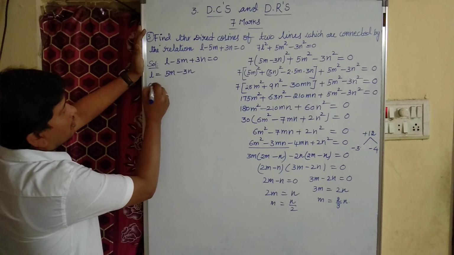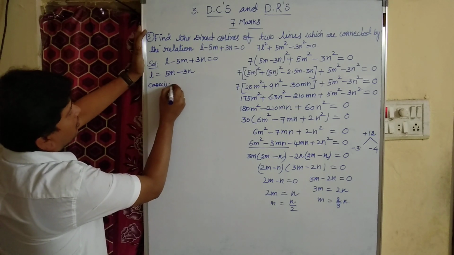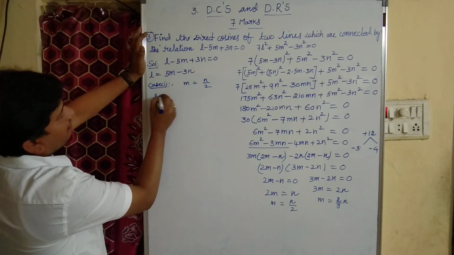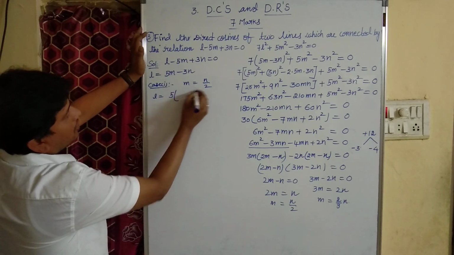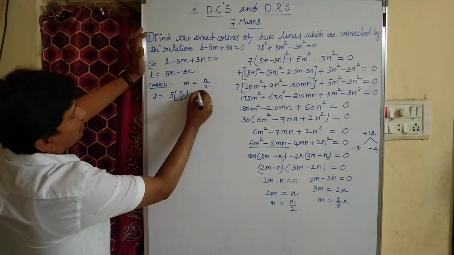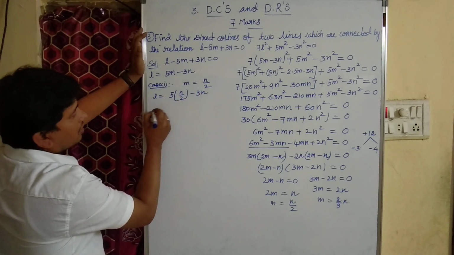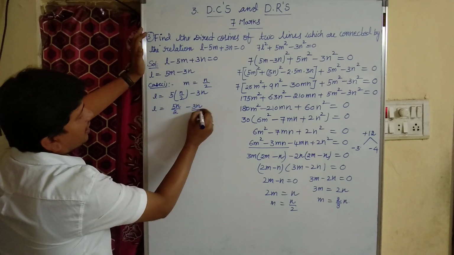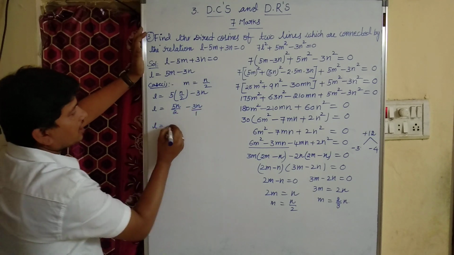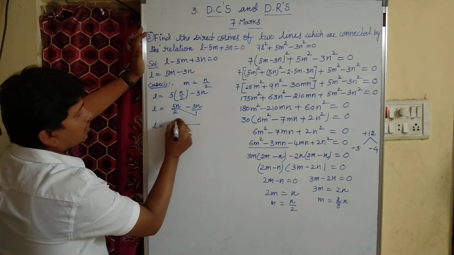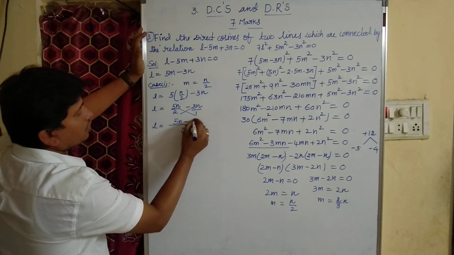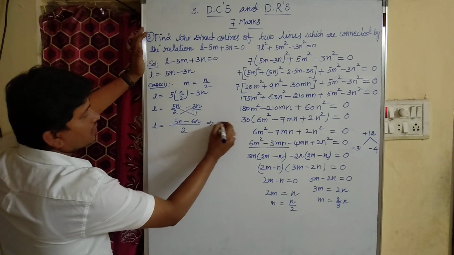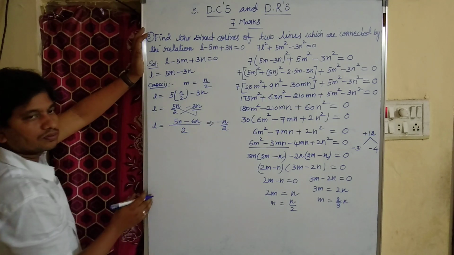Case 1, m equal to n by 2. So the l value is 5 into n by 2 minus 3n. I can write it as 5n by 2 minus 3n, nothing in the sense 1. So l equal to, LCM is 2, 5n minus 2 3s are 6n. So 5n minus 6n, that is equal to minus n by 2.